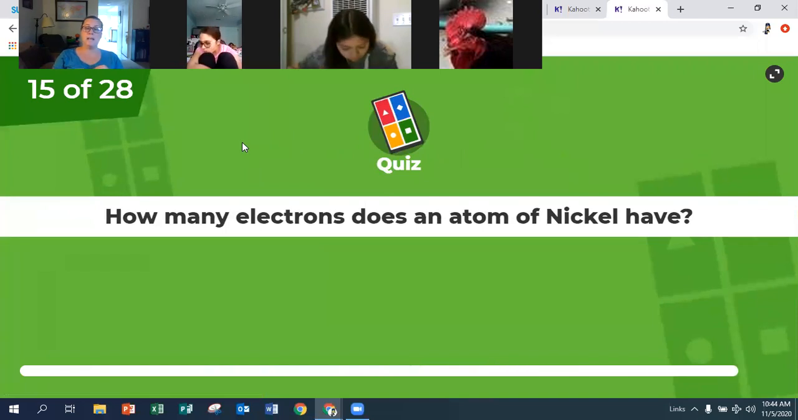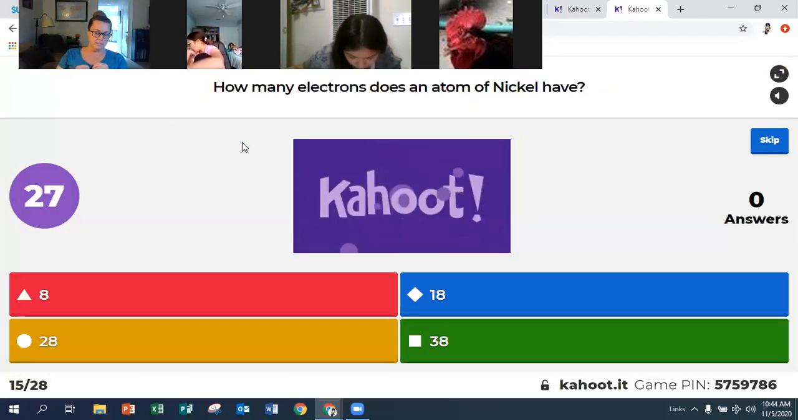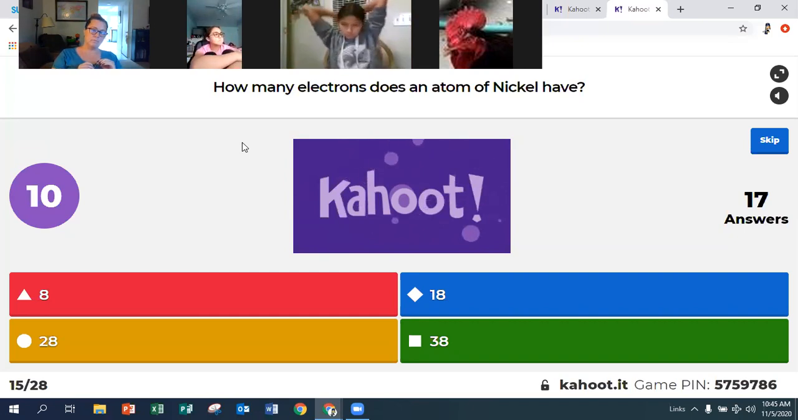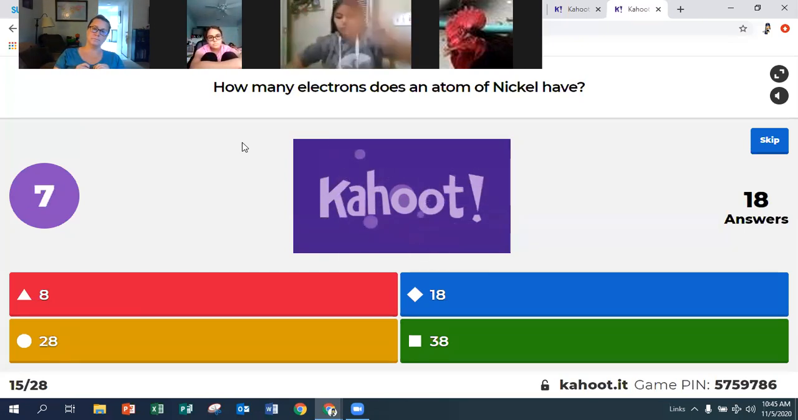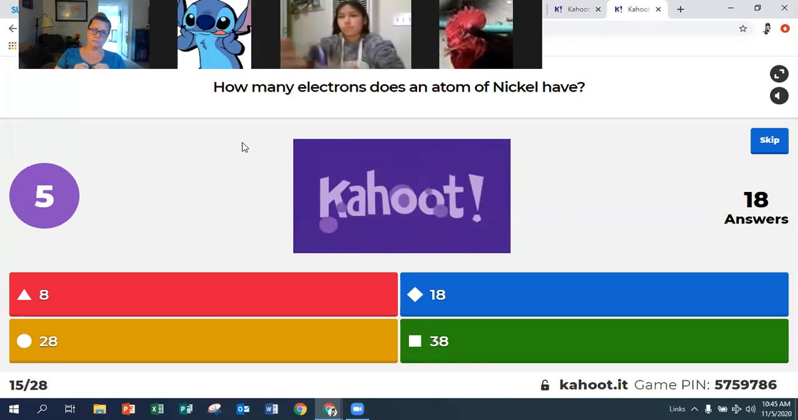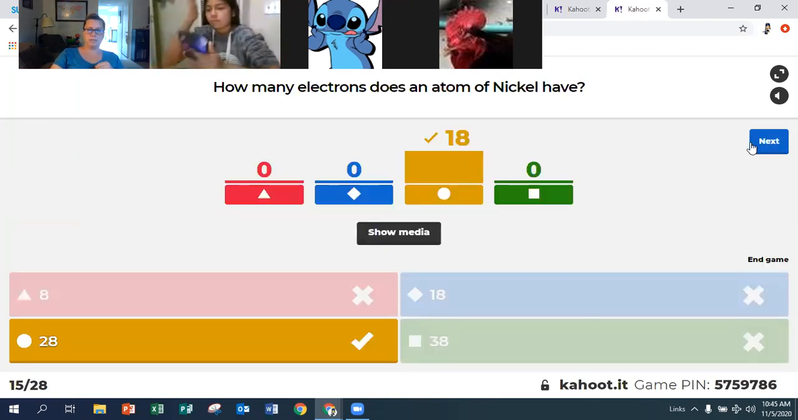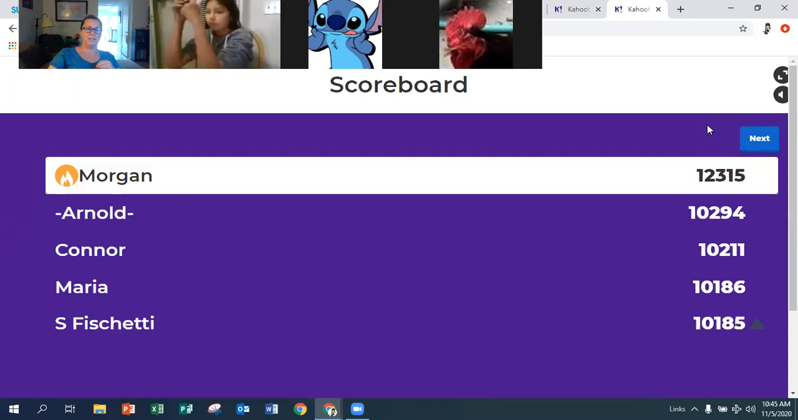How many electrons does an atom of nickel have? Nickel is a metal. It is in group 10. Nickel is used to make white gold. You would not find white gold on the periodic table. White gold is a mixture of metals. How many electrons are there in nickel? If nickel is number 28 on the periodic table, it has 28 protons, 28 electrons.